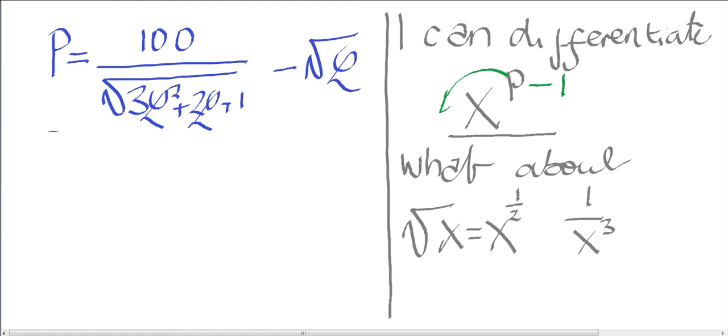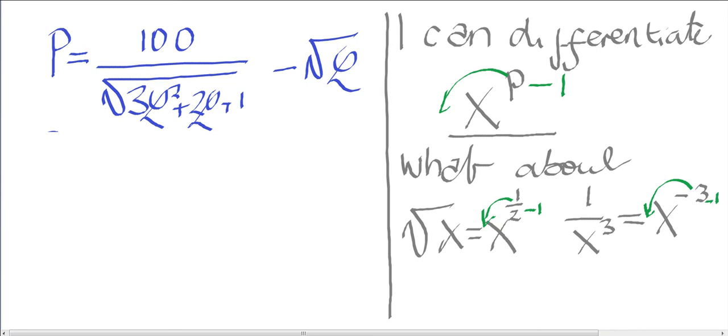And when the x is on the bottom of the fraction, I'm allowed to take it up, but I must remember to change the sign of the power. Okay? Now I have no problem differentiating them, because in that case I take the half down, take 1 off the half. In that case, take the minus 3 down and take 1 off the minus 3.